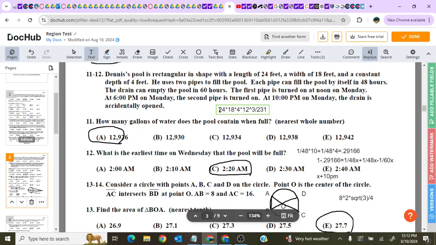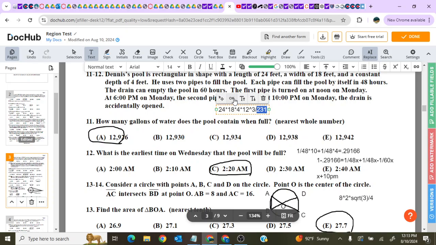Okay, well, this is just figuring out the volume of your rectangular pool. It's a rectangular prism, so 24 times 18 times 4, length times width times height. Then multiply it by 12 cubed to convert from cubic feet to cubic inches, and then divide by 231 to convert from cubic inches to gallons, and you get 12,926.